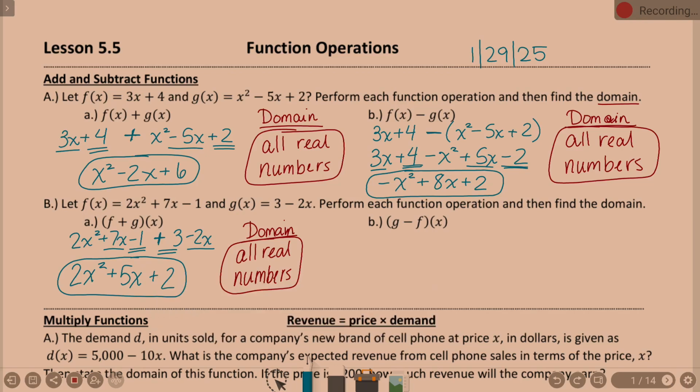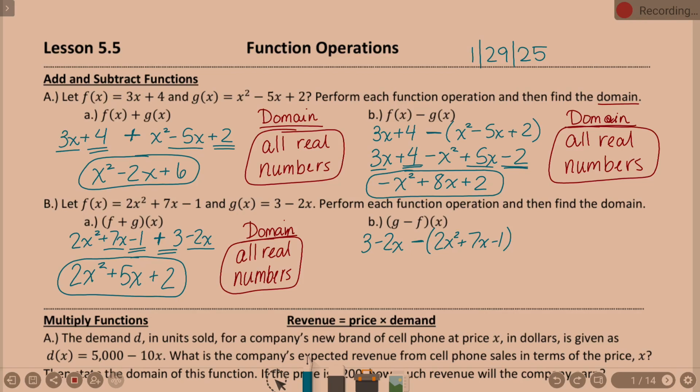Okay. On B, they flipped it, and we're subtracting, yes? Do pay attention. With adding, it doesn't really matter what you add first. With subtracting, it matters, right? So do pay attention. So g minus f. So I'm going to start with g, which is 3 minus 2x minus f. I'm not saying you have to. I'm writing in a set of parentheses to begin with. So minus the amount, 2x squared plus 7x minus 1.